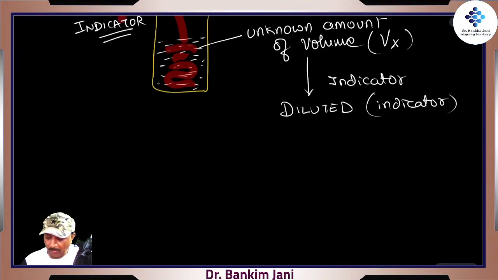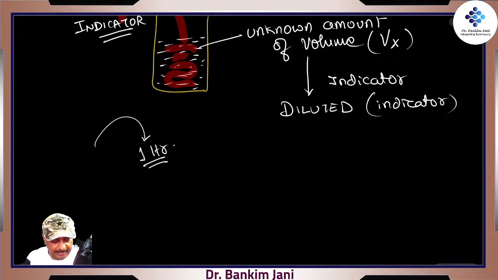Now this indicator will assume a particular concentration. What I mean to say, very crudely, is say the fluid inside is 5 liters, or let's keep it even simpler, 1 liter, and to that you have added an indicator of, say, 10 ml. So 10 ml is known to you, and you don't know how much this fluid is, because it is unknown. This is our Vx.